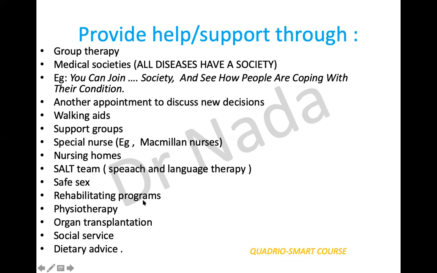Rehabilitation programs, like epilepsy rehab programs, for example, post-MI rehab programs, physiotherapy, organ transplantation, social service, dietary advice, all these are there to provide help and support according to the given scenario, okay? This is a collection, let's say, of examples of where you can get help and support through giving the contact details to the patient.